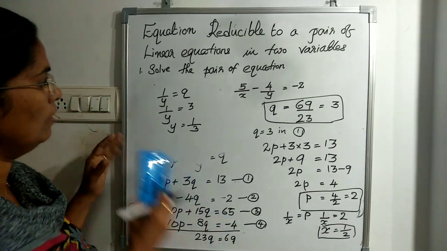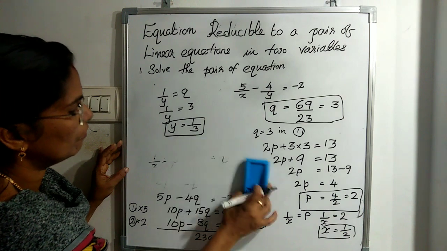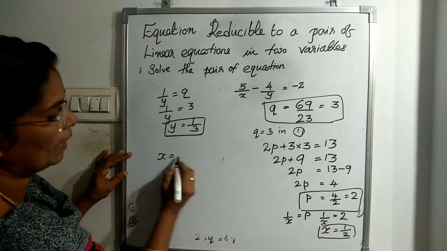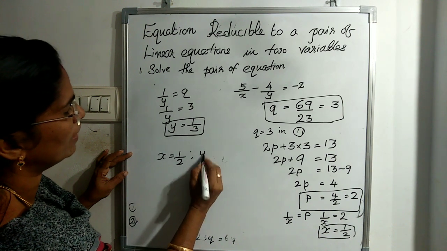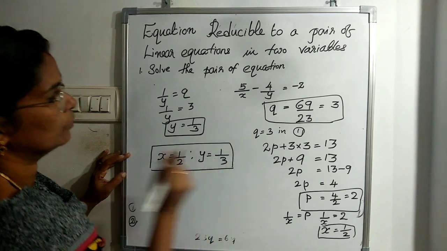Okay, now we solved. We got x equal to 1 by 2 and y is equal to 1 by 3. This is the answer for the given question.